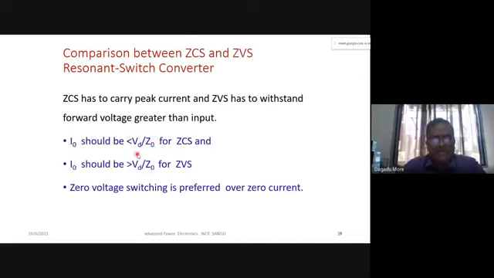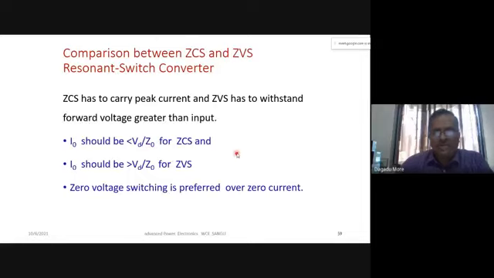VD is the input voltage, Z0 is the characteristic impedance depending upon L and C, and based on that, the output current in case of ZCS should be less than VD by Z0. Output current of the circuit should be less than VD by Z0 for proper operation of zero current switching, where Z0 is the characteristic impedance.